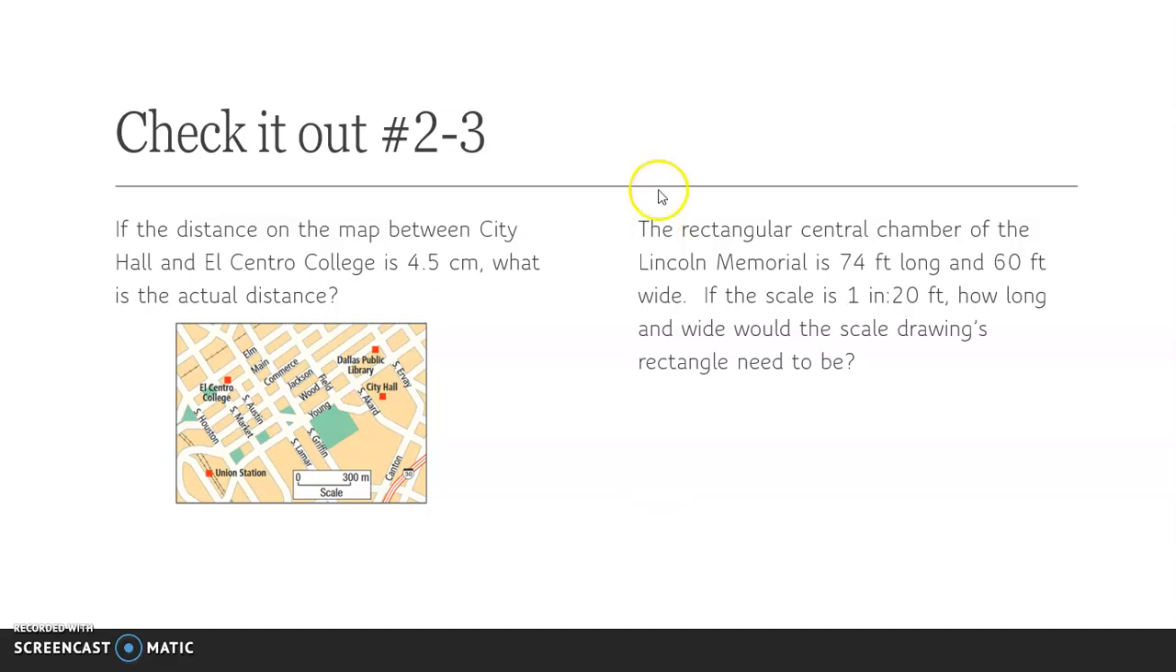Question number 3 says the rectangular central chamber of the Lincoln Memorial is 74 feet long and 60 feet wide. If the scale is 1 inch to 20 feet, how long and wide would the scale drawing's rectangle need to be? Okay, so again, tell me how long and wide. I would highly recommend trying to actually draw a rectangle in that measurement, but that would be very hard to do on a Google Doc, and it would be very hard to do when you turn it in for me to actually check your answer. But you should still practice using rulers, so make sure you're practicing that.